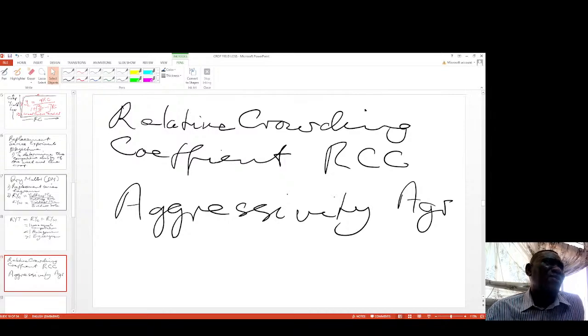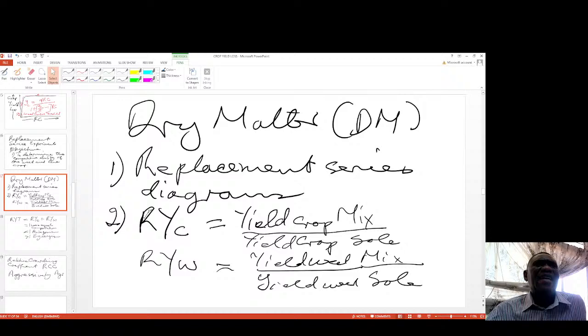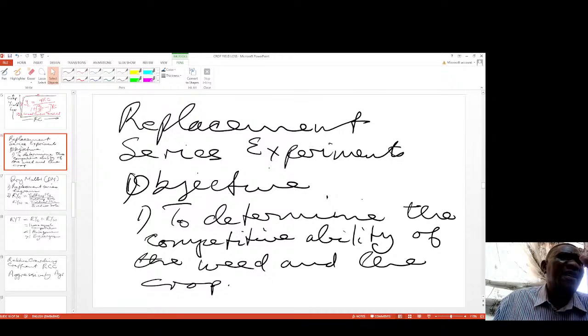So we are going to start off with the replacement series diagrams, because these are the ones which you can use to derive information on competitive ability. Remember, after carrying out this replacement series experiment, your objective is to determine the competitive ability of either the weed or the crop. And this is how you are going to do it. First, you use the replacement series diagram.